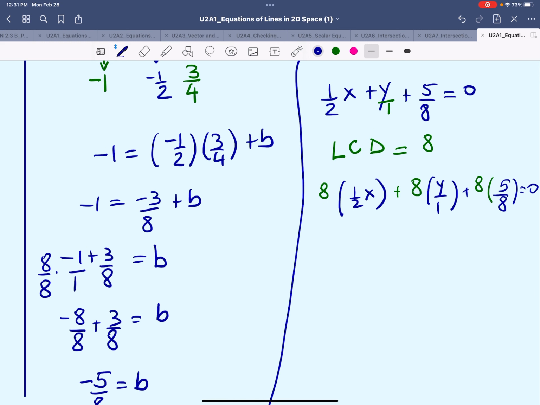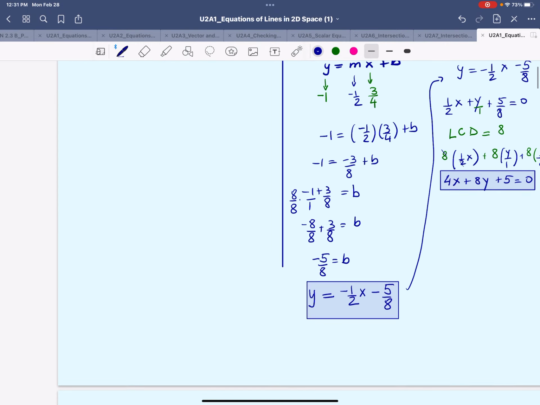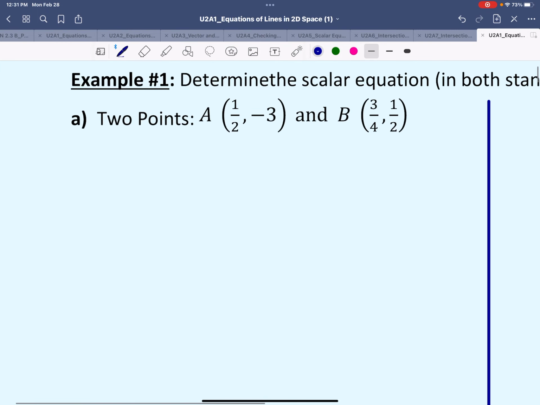Equals 0, and that will bring the equation to 8 over 2, 4, so that's 4x plus 8y plus 5 equals 0, and this would be the standard form of this same equation that we just found before in slope y-intercept. So we're going to move on to the next part of this example, example 1a.